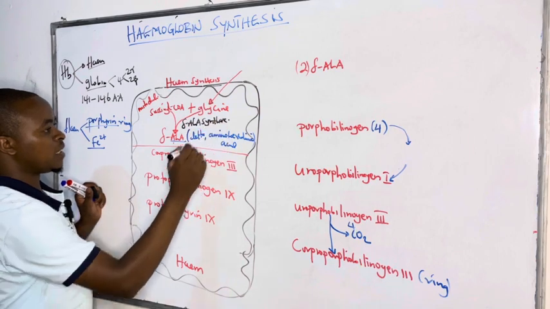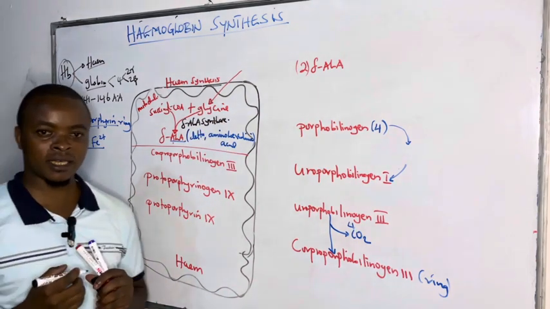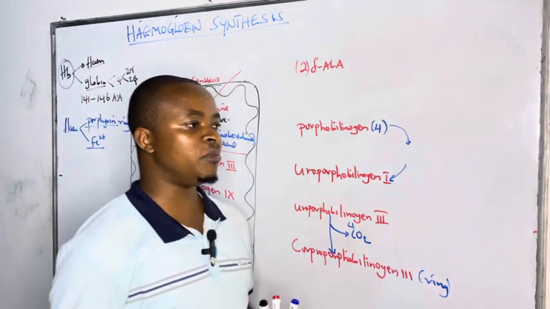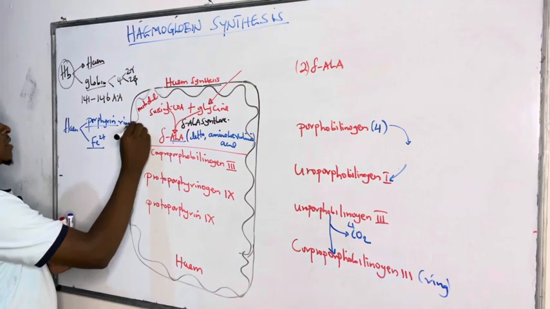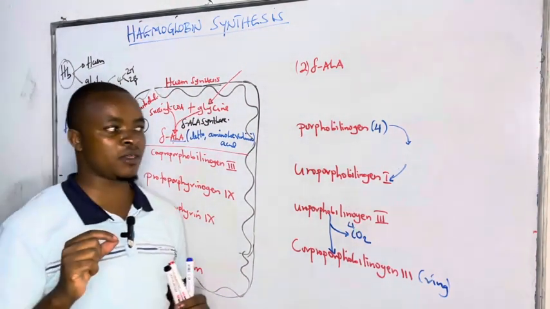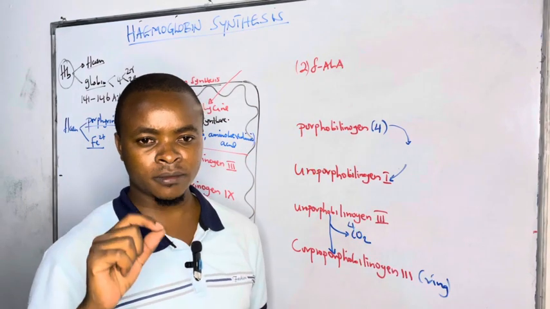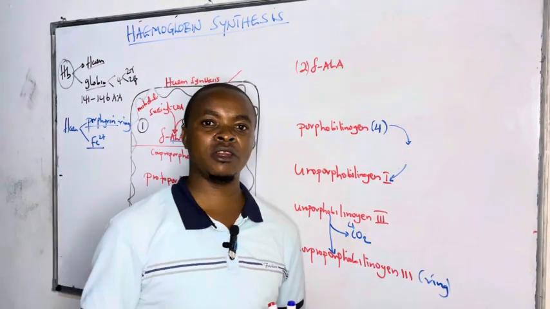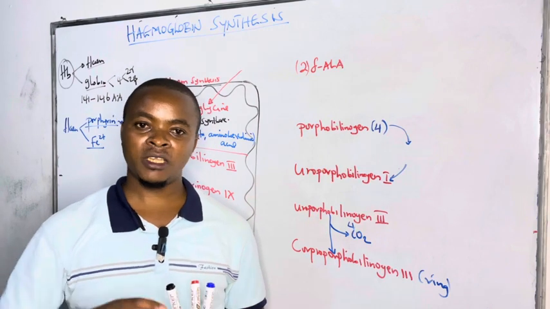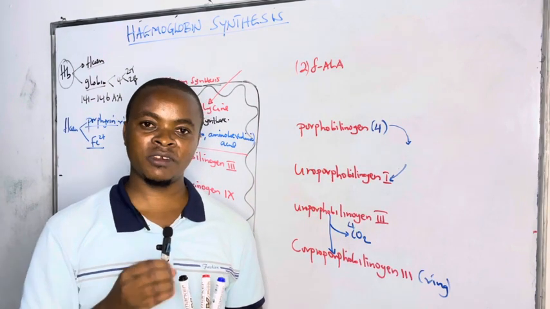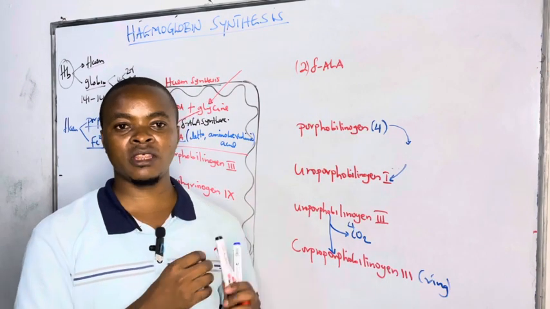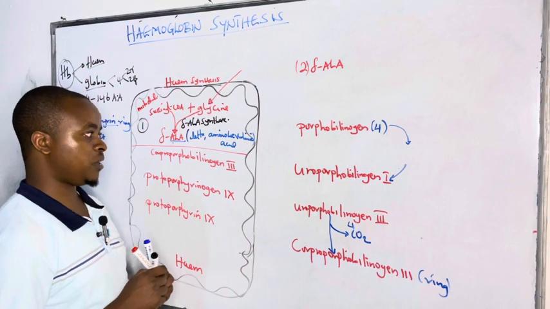So it is catalyzed by a synthase, and synthases are named according to the products they are forming. So this is the first step in heme synthesis. The first step in heme synthesis is the formation of delta aminolevulinic acid, which occurs in the mitochondria in the presence of delta aminolevulinic acid synthase, which combines glycine together with succinyl-CoA.